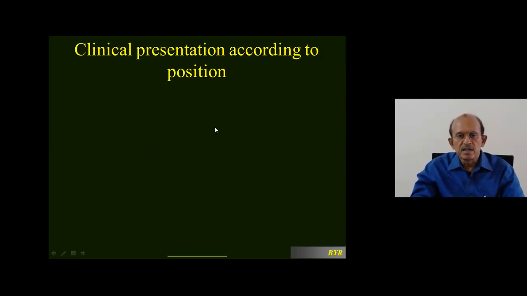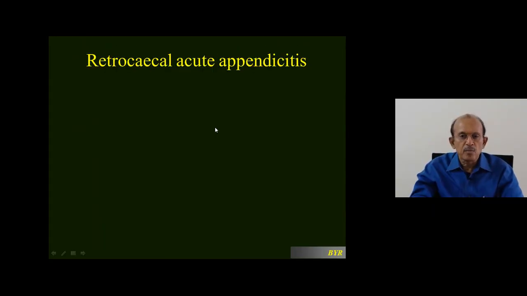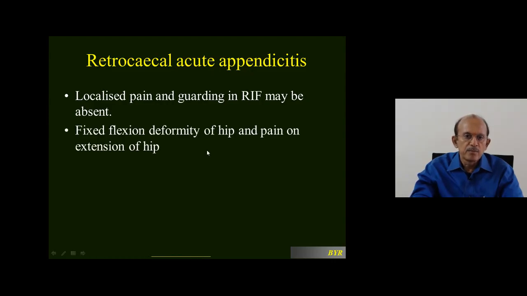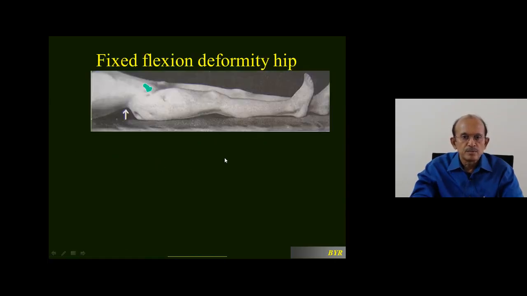Then the clinical presentation will vary according to the position. In retrocecal appendicitis, localized pain and guarding in the right iliac fossa may be absent. There may be fixed flexion deformity of the hip and pain on extension of the hip. Sometimes there may be fixed flexion deformity. Usually this is not seen in acute cases. This is seen mostly in appendicular masses. In the appendicular mass, I will describe this fixed flexion deformity.